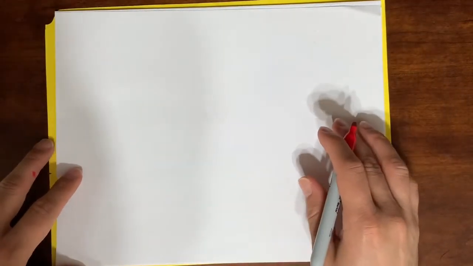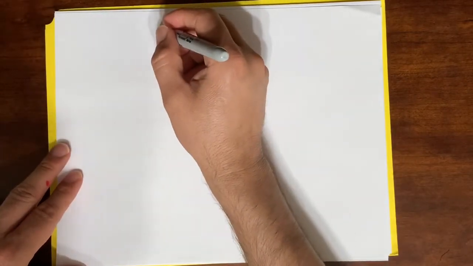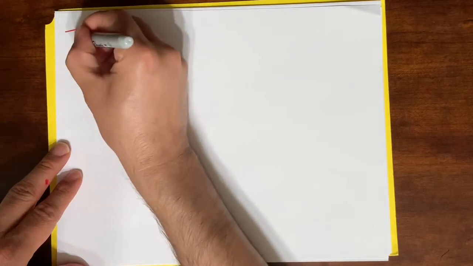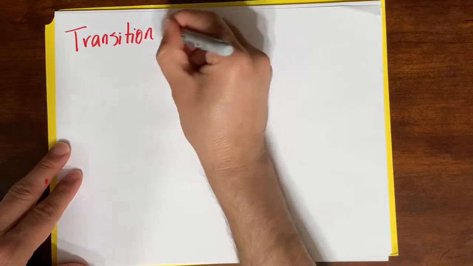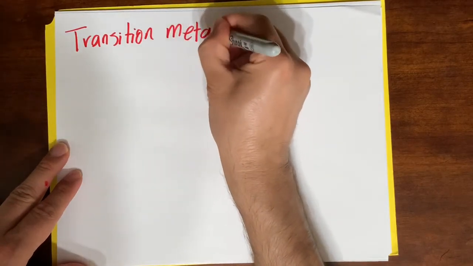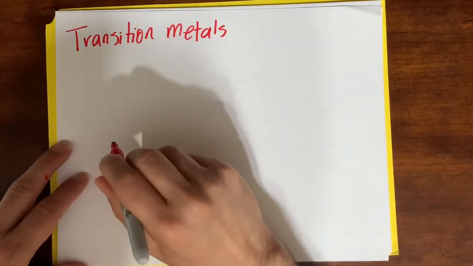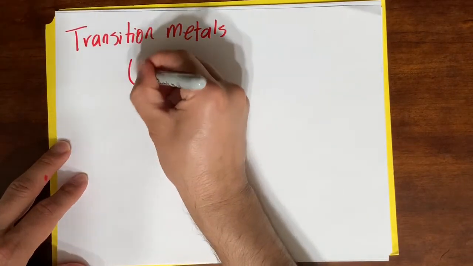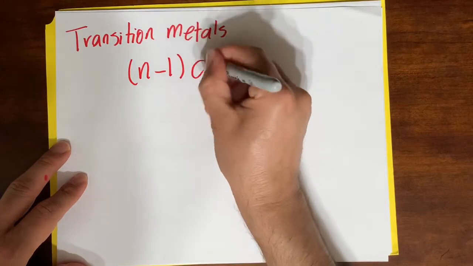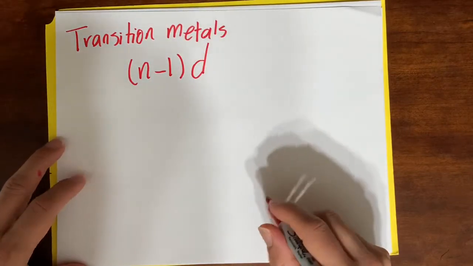Now I want to switch to transition metals. When we are talking about transition metals, the last orbital is going to be a d orbital. For transition metals, the last orbital will be a d orbital, and it will be the n minus 1 d orbital.